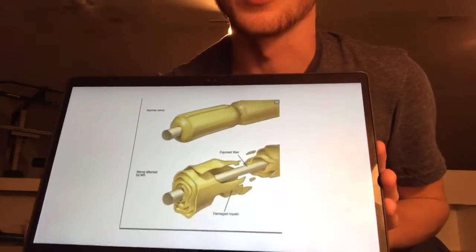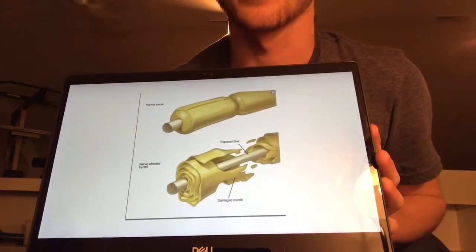MS is a potentially disabling disease of the brain and spinal cord, or the central nervous system. It is when the immune system attacks the myelin sheath that surrounds the spinal cord. It causes communication problems between the brain and the rest of the body. It can cause permanent damage or deterioration of the nerves over time. This is an overview of what MS looks like, practically.